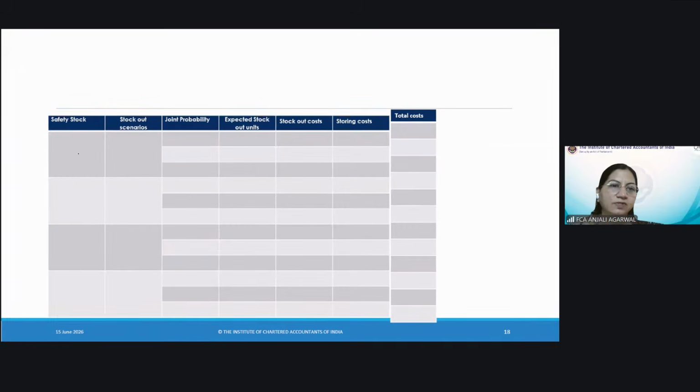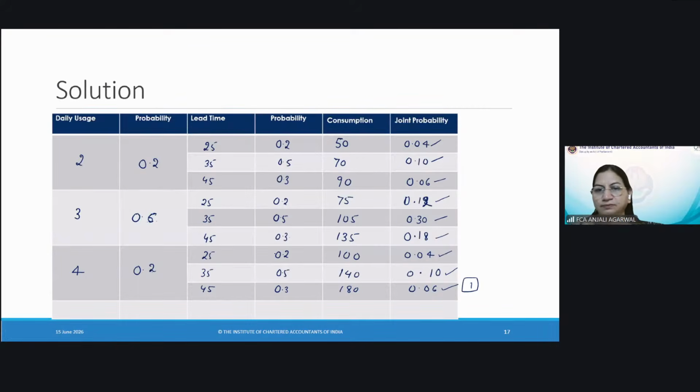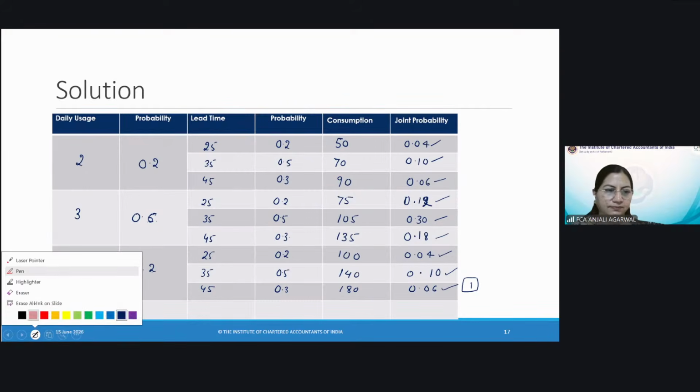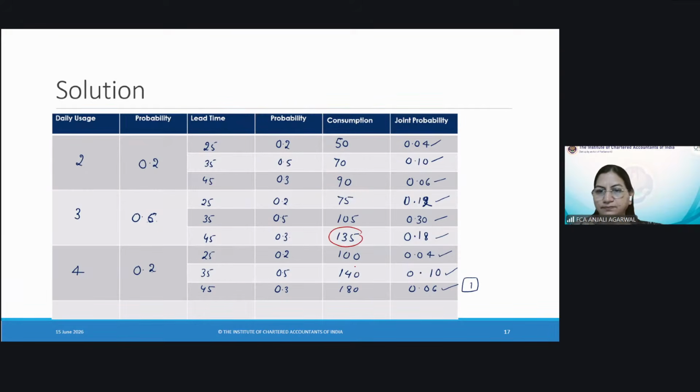So let's say we keep zero safety stock. If we keep zero safety stock, there are 3 stock out situations when the consumption is 135, 140, and 180. Here you are stock out by 27 units, 32 units, and 72 units. The joint probability of this scenario is 0.18, 0.10, and 0.06.